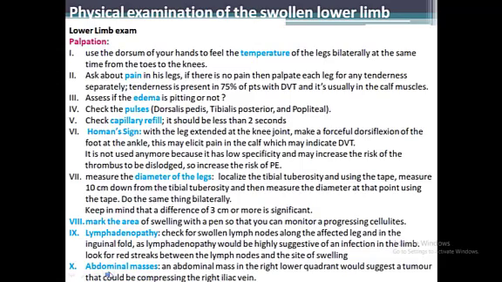Then we examine for abdominal masses, like a mass in the right lower quadrant that would suggest a tumor that could be compressing the liver, that could be compressing the right iliac vein. This is all about the physical examination.